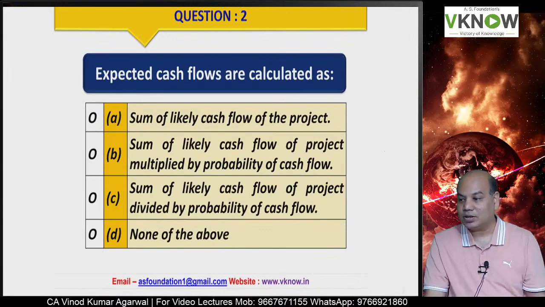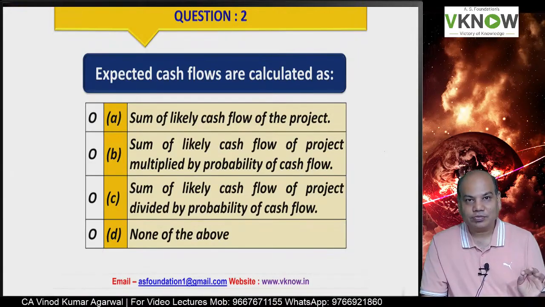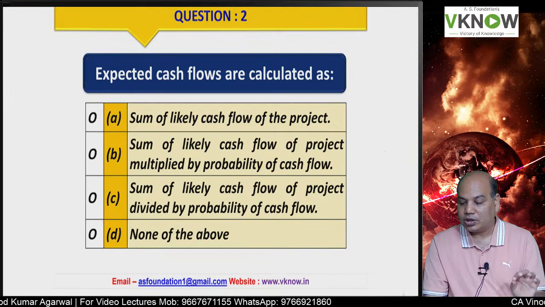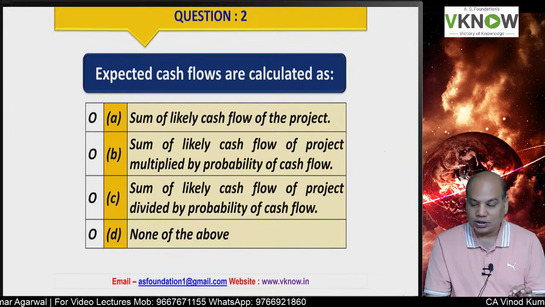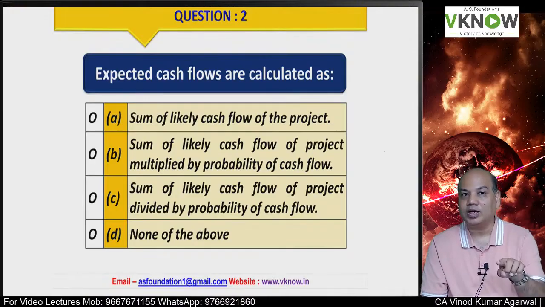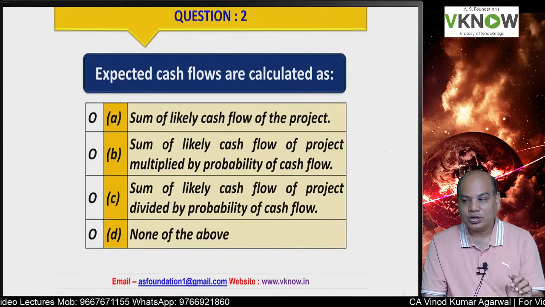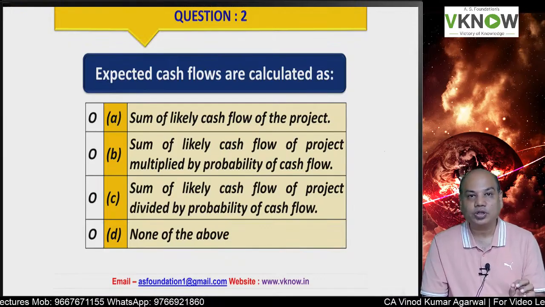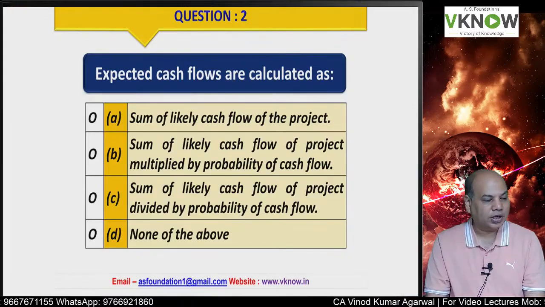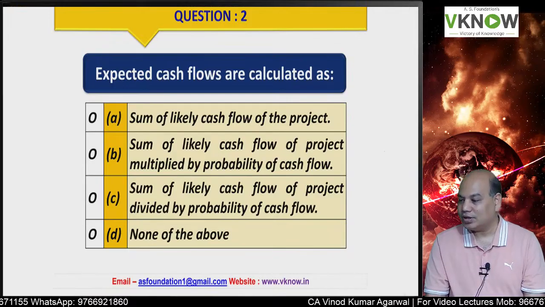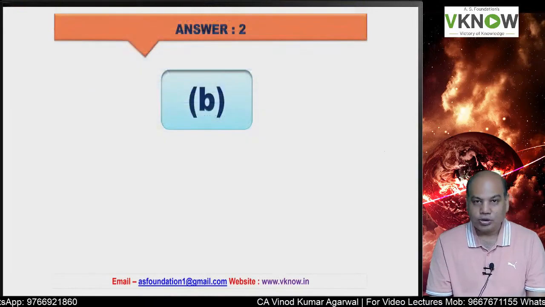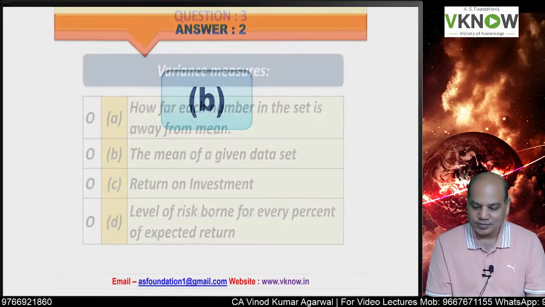Try the second question. Expected cash flows are calculated as, which we have done in this chapter in the beginning. A, sum of the likely cash flow of the project. B, very good, Sajid, sum of the likely cash flow of the project multiplied by probability of cash flow. C, sum of the likely cash flow of the project divided by the probability of cash flow. And D, none of the above. Which option is right? 2B. The student is saying 2B. Very good. 2B is the right answer.